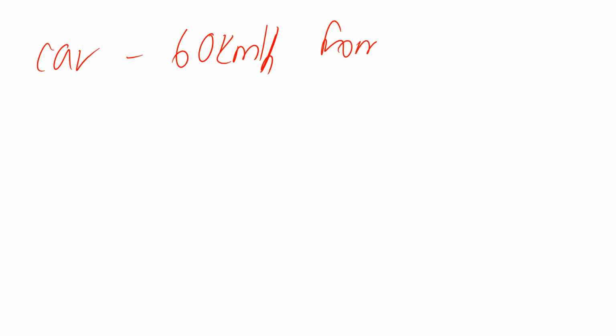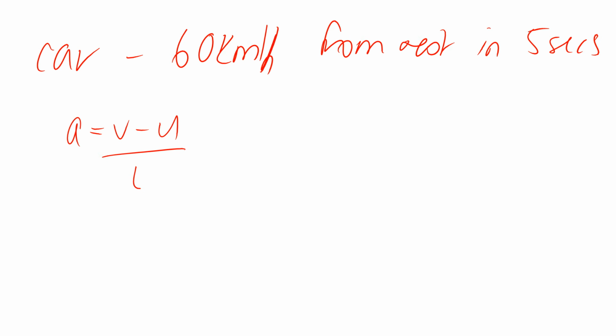To do a worked example of this, let's say we're looking at a car that speeds up to 60 kilometers per hour from rest in 5 seconds. To calculate the average acceleration, we do a equals (v minus u) on t.